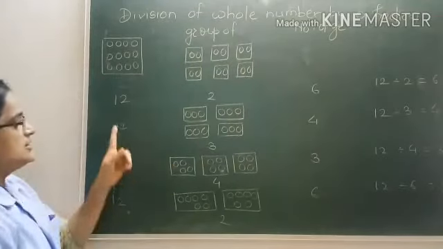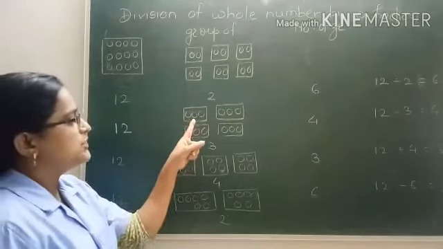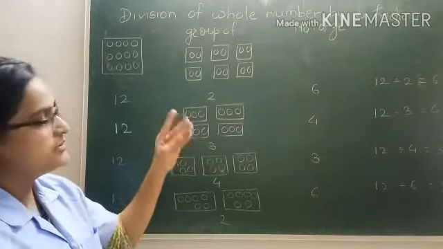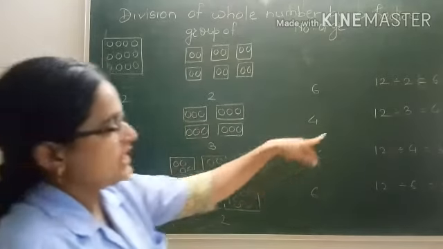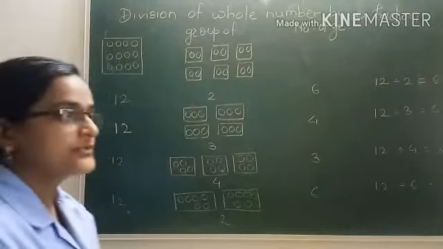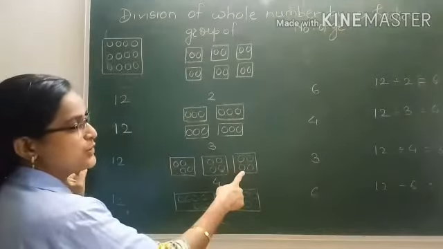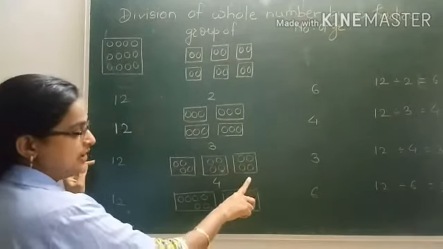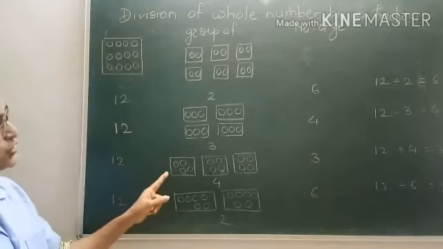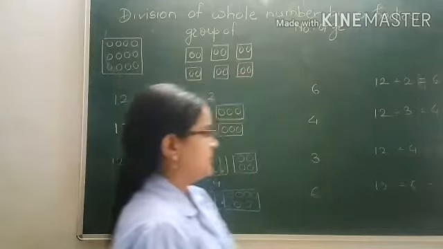In the same way, the same 12 marbles, if I put 3 in each box, how many boxes are formed? 4, right? So may I say 12 divided by 3 is 4. Now 12 marbles, if I put 4 in each box, how many boxes are needed here? 3 boxes are needed. So 12 divided by 4 is 3, right?